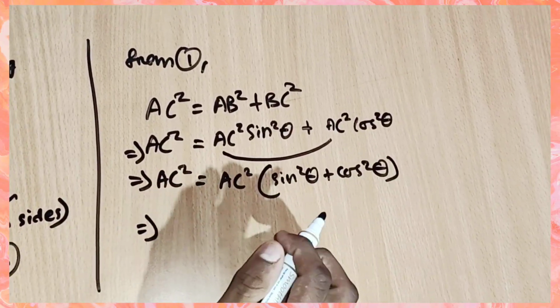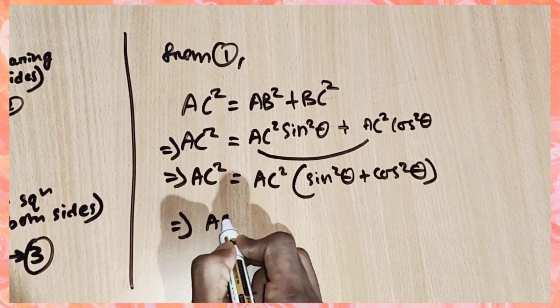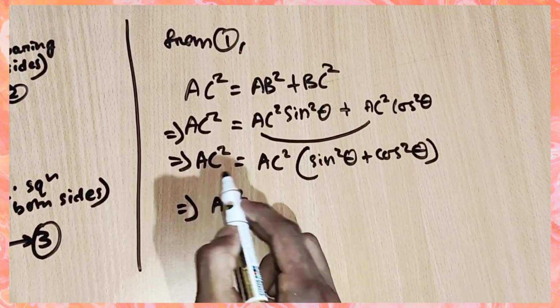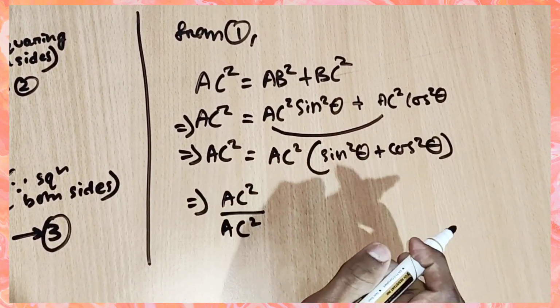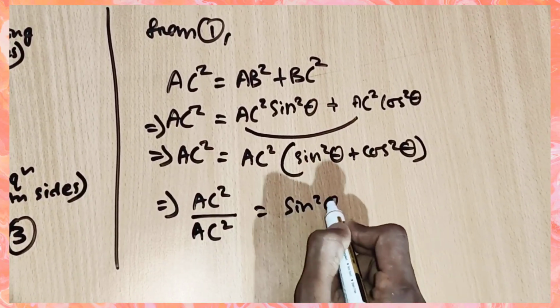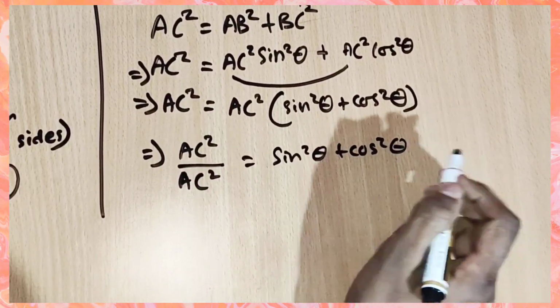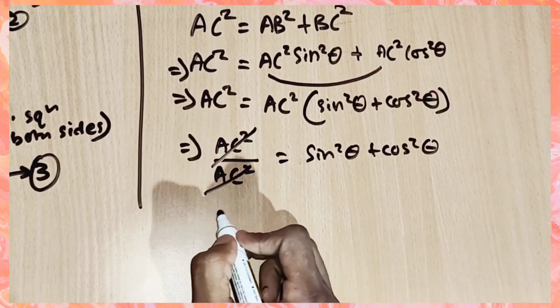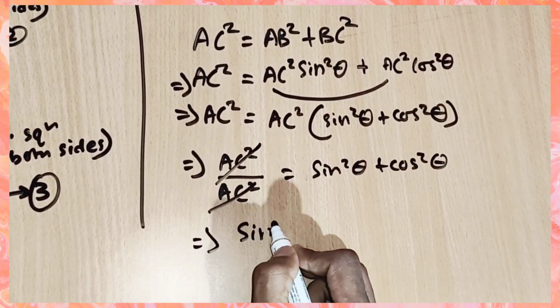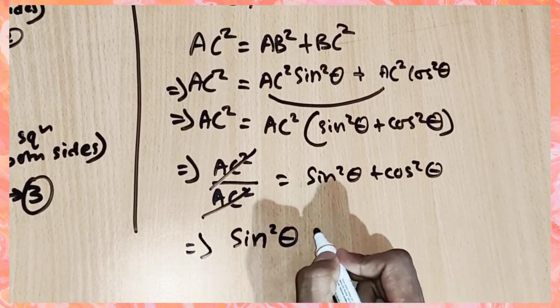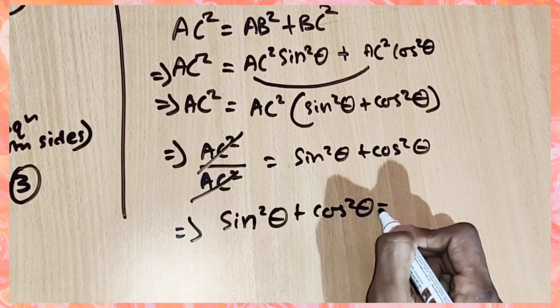And now we do cross multiplication. AC square goes down under the other AC square, which means AC square by AC square, and here sin²theta plus cos²theta. Here we can cancel both, and our proof is fully done. Sin²theta plus cos²theta is equal to 1.